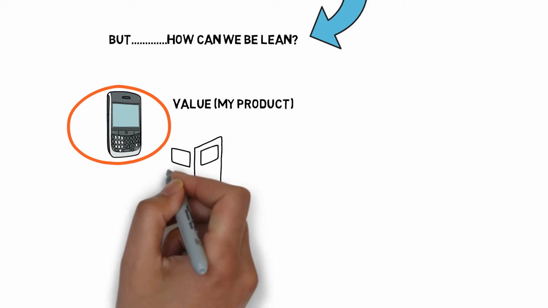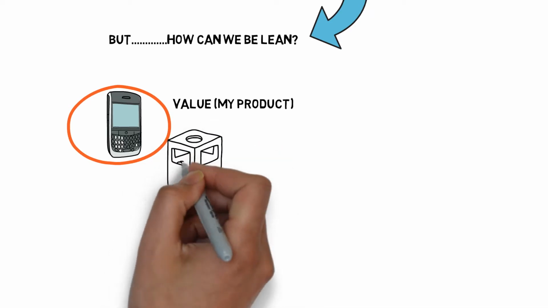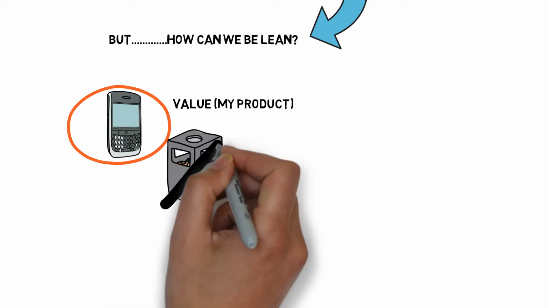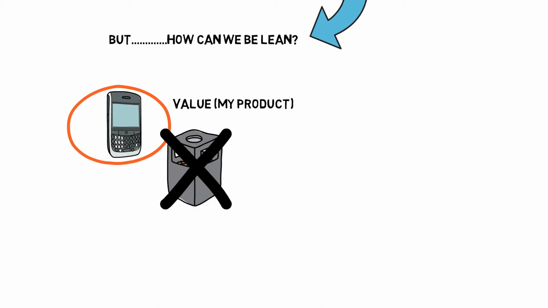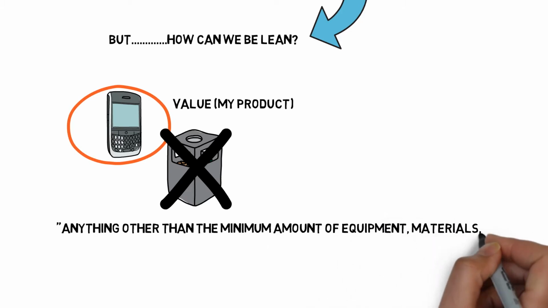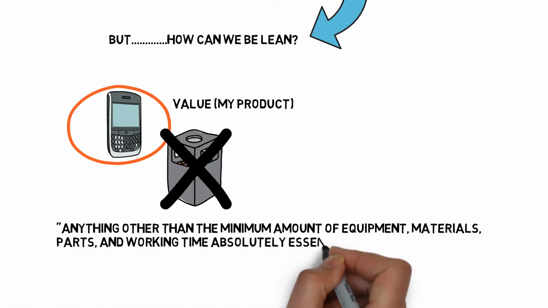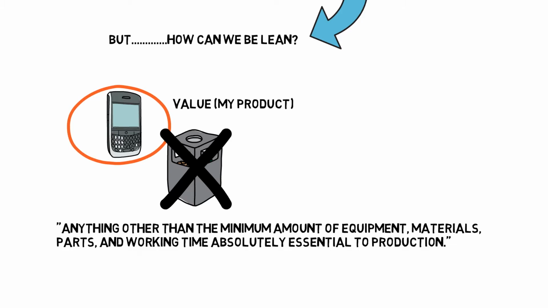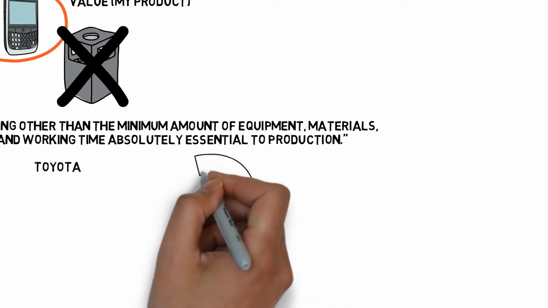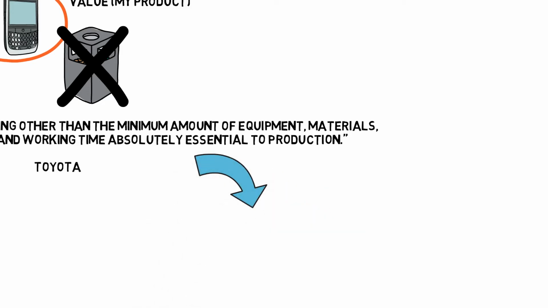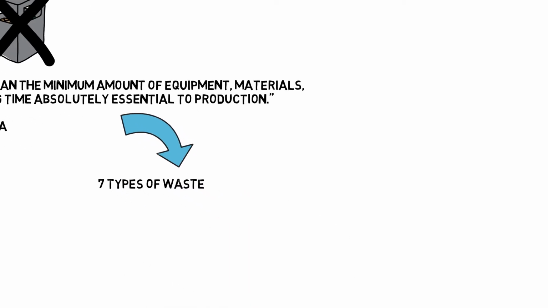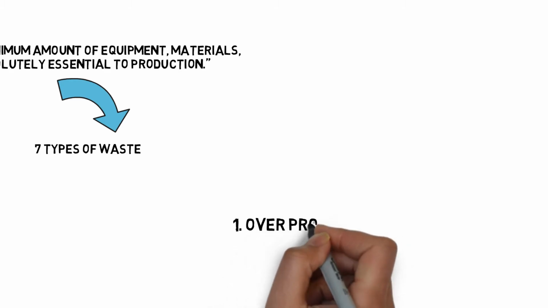Another idea that is very important: let's try to avoid all types of waste. And it's pretty amazing how many different types of waste are actually coming up in a manufacturing process. The definition that Toyota came up with is anything other than the minimum amount of equipment, materials, parts, and working time absolutely essential for the product or for the production is straight away waste. So let's have a look. They defined 7 specific types of waste. And we try to keep all of these 7 types of waste as small as possible.